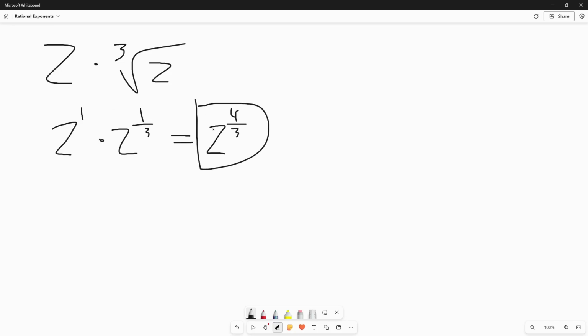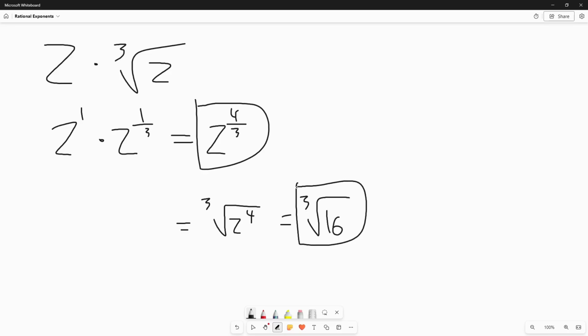And yeah, that is how you simplify it, but also you can rewrite this as the cube root of 2 to the power of 4, and 2 to the power of 4 is just 16, so this is the cube root of 16. So those are two different ways to simplify this expression.